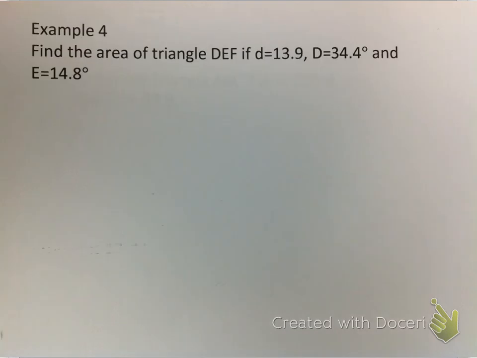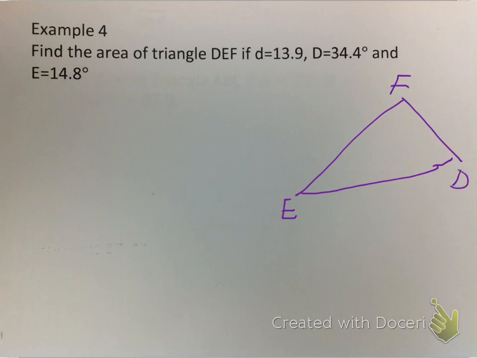All right, so let's work an example. This is a triangle. So let's draw the triangle. I don't want it to look like a right triangle because it's not a right triangle. It's DEF, and we know the side opposite little d is 13.9, so 13.9. That looks like that's the only side we know. Then the angles are 34.4 and the other angle is 14.8.